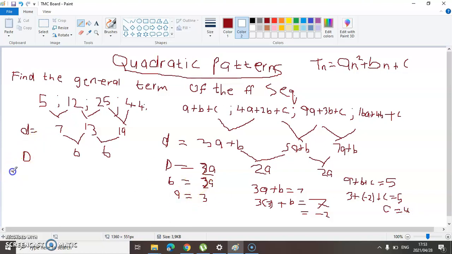So your A is equal to 3, and then B is equal to minus 2, and then C is going to be equal to 4. And then you take these values as they are, and you substitute them into this equation, and that is the equation that you are looking for.